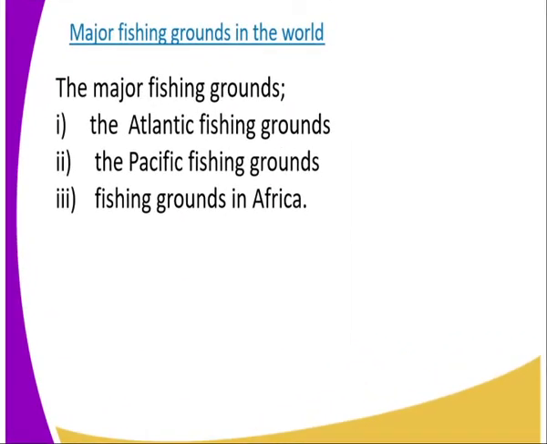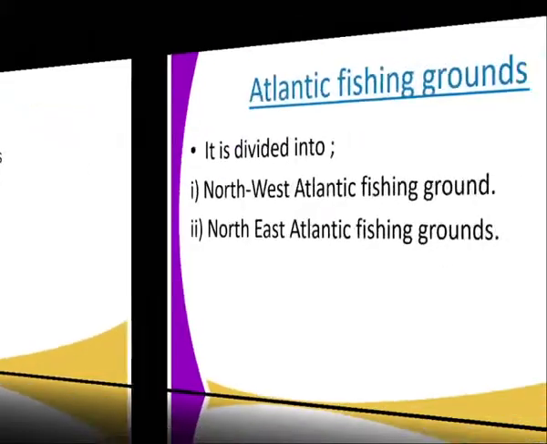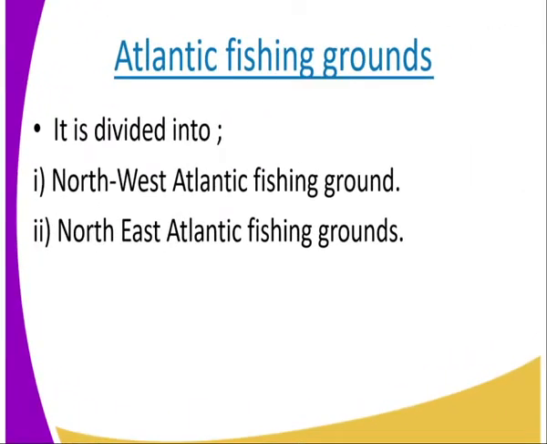We start by looking at the major fishing grounds in the world. There are three of them. We have the first one, that is the Atlantic fishing grounds. We also have the Pacific fishing grounds, and the fishing grounds in Africa. Those are the ones that we are going to look at by the end of the topic. We start with the first one, the Atlantic fishing grounds.